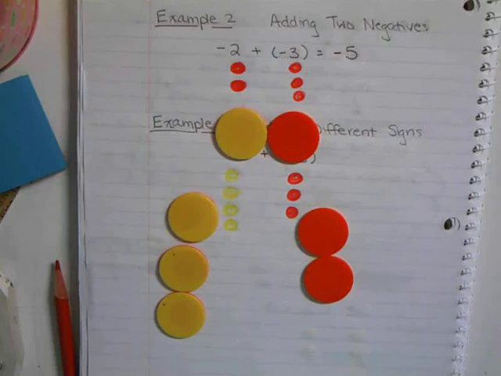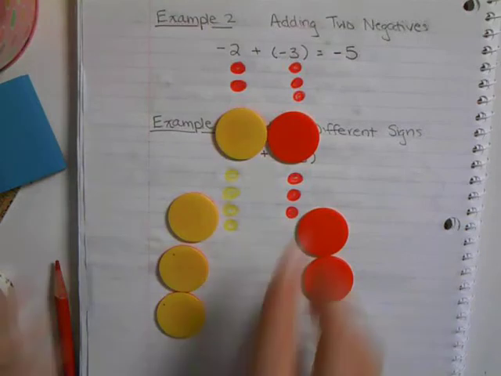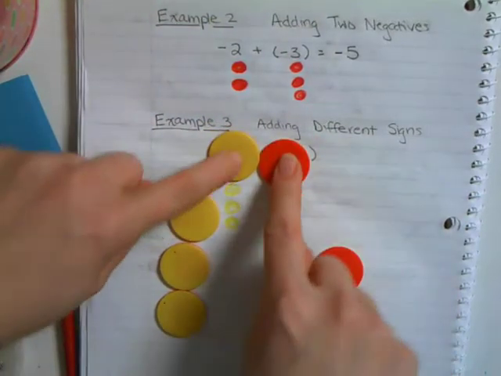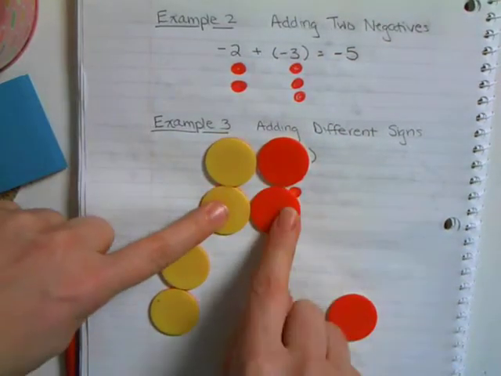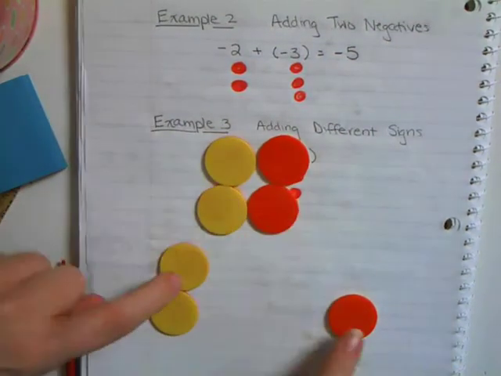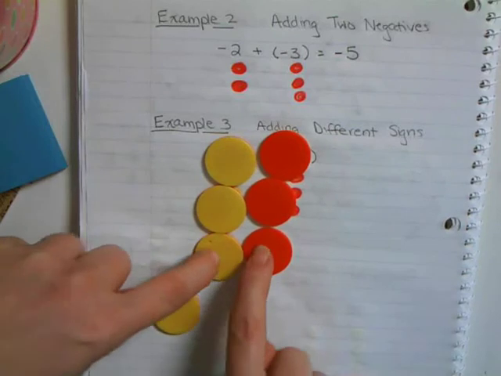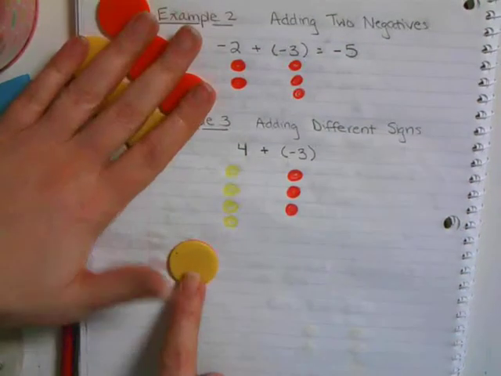Additive inverse. They are additive inverses. Isn't that yellow and that red? Those are additive inverses, correct? What do I know about additive inverses when I add them together? They equal 0. So if I took this positive and this negative, it would equal 0. Same for this pair, and this pair. And I'm left with just 1.